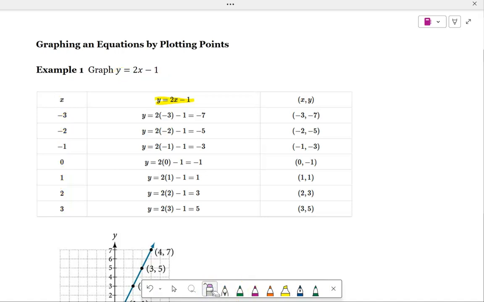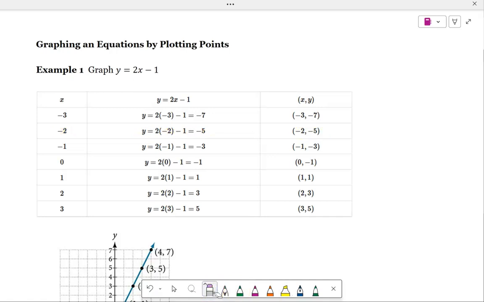Starting with the first row, if we plug -3 into the equation, you can see that we're going to end up with -7 as the output, or the y-coordinate that corresponds with -3. So one of the points that we have on our graph is (-3, -7). Continuing on to the next row, if we plug -2 into that equation, we'll end up with -5 as our output. That tells us that (-2, -5) is another point on the line.